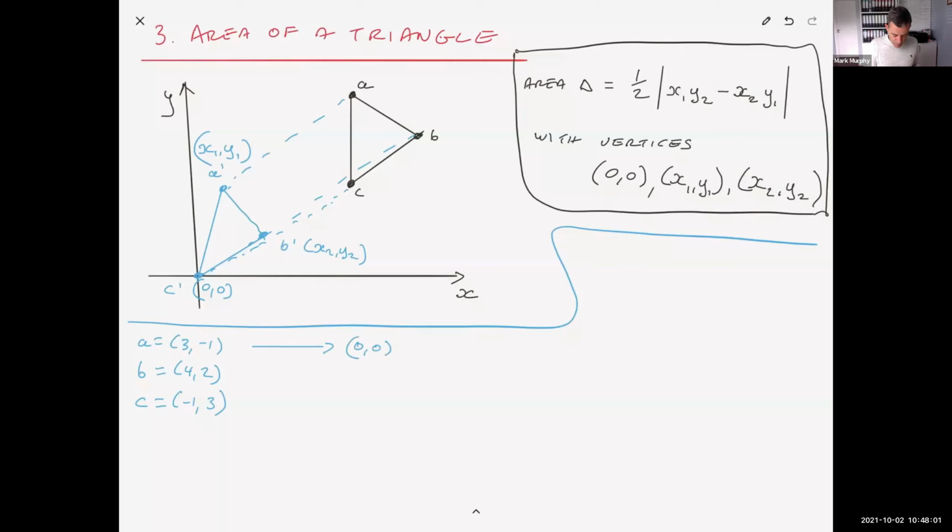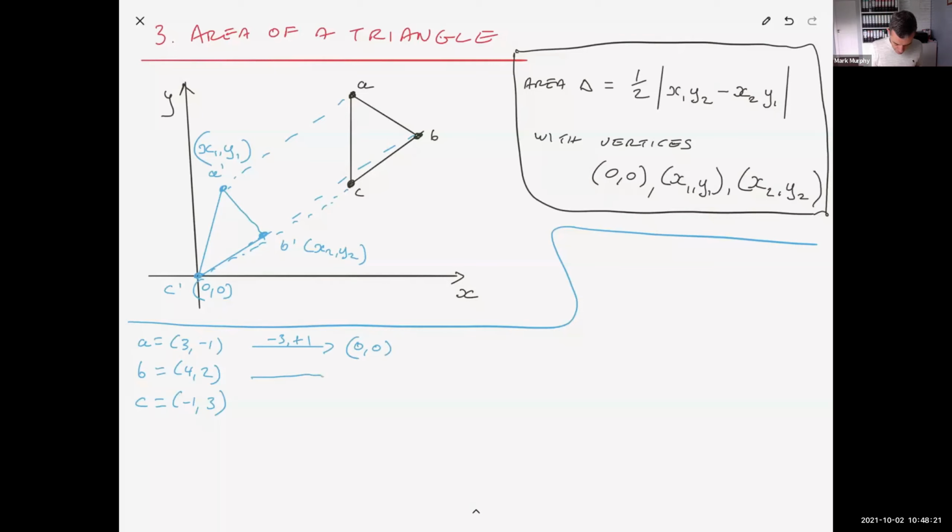What we did is we did 3 went to 0, so that was minus 3. In other words, we subtracted 3 from the x coordinate. And to make the y coordinate 0, we must plus 1. Okay, so 3 minus 3 is 0, minus 1 plus 1 is 0. Now, what we do to one, we must do the exact same to all the others.